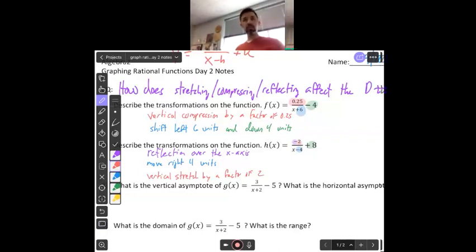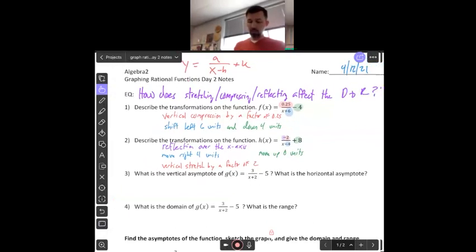Yep, 2 is a stretch since 2 is bigger than 1. And the negative already had its job of flipping it. The 2 is separate. Caleb, what's the last one? 8. Move up 8 units. Yep. So there's writing descriptions of transformations. Really shouldn't be any different than anything we've done so many times.